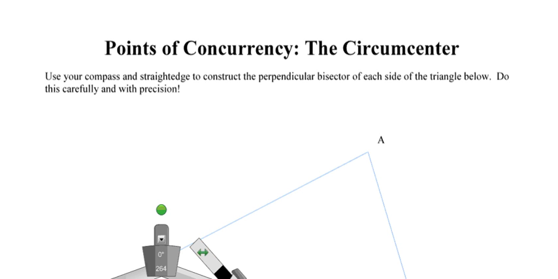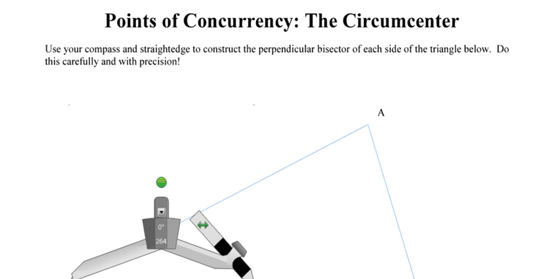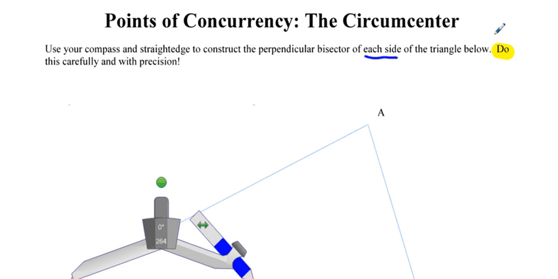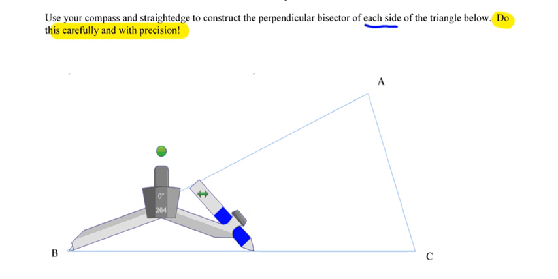The directions say to use our compass and straight edge in order to construct the perpendicular bisector of each side of the triangle below. So we're going to construct the perpendicular bisector of each side. And then it goes on to say, do this carefully and with precision. And if you complete this task carefully and with precision, something really cool is going to happen at the end. So again, just be careful, make your constructions as precise as possible.